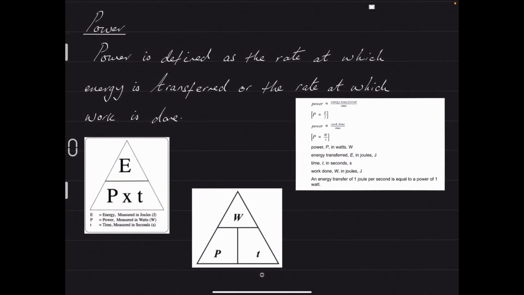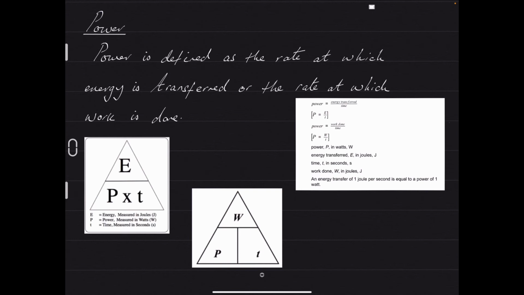So putting this all together, here you can see the definition at the top, and the equations written out in their symbol forms and their word equation to the far right. And here you can see the triangle format for each equation. So those of you who are struggling with the triangular format, here it is.